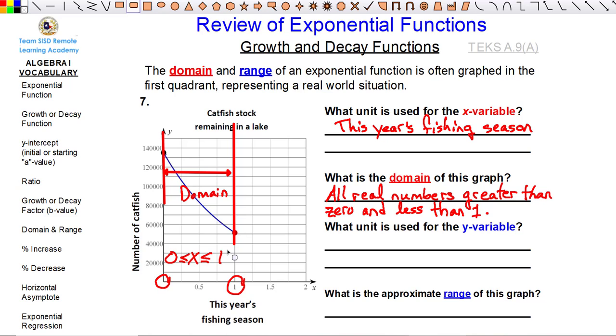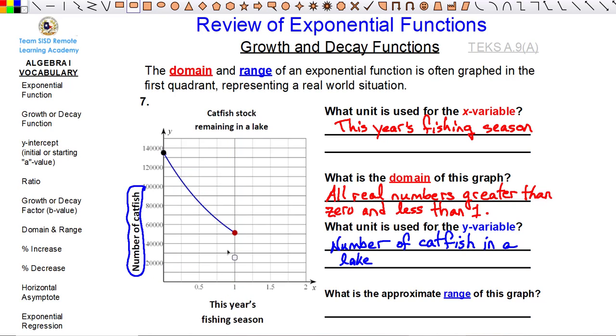Oh, you're right. It starts at time 0, and it goes all the way to time 1, which is 1 season. What is the unit for the y variable? Once again, you're right. And here's the tricky part.